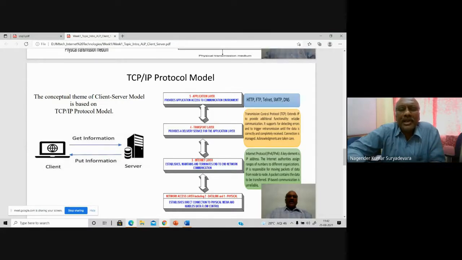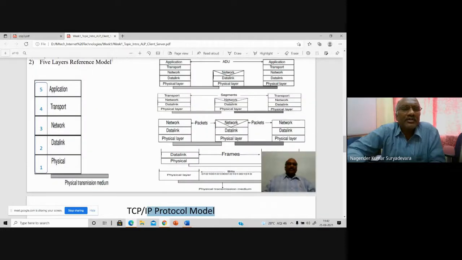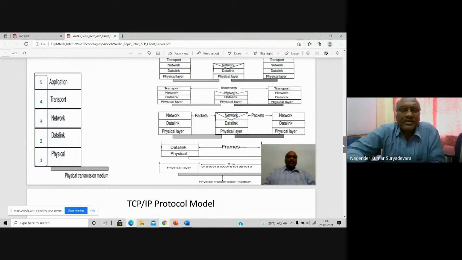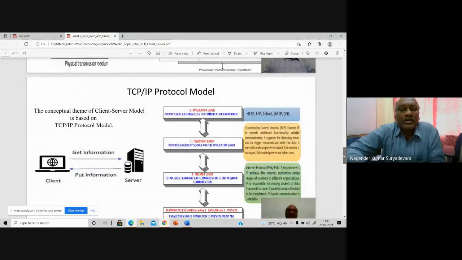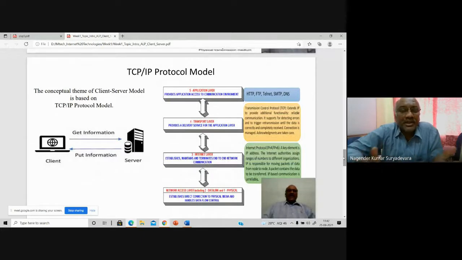So this TCP/IP model is nothing but your 5 layers reference model. The other name for the 5 layers reference model is TCP/IP. Some textbooks will give you only 4 layers, but basically it does the 5 layers function internally. Technically speaking, 5 layers are the reference model's layers for you to understand the data transfer.